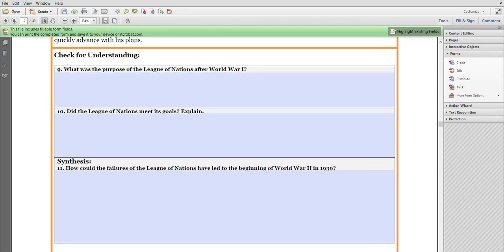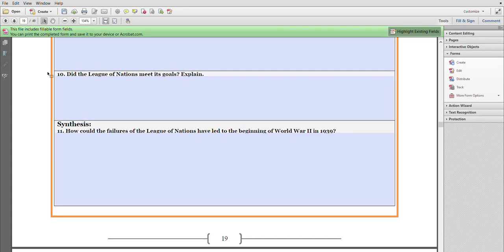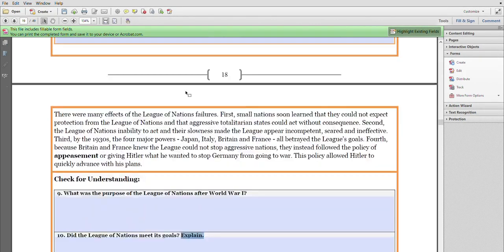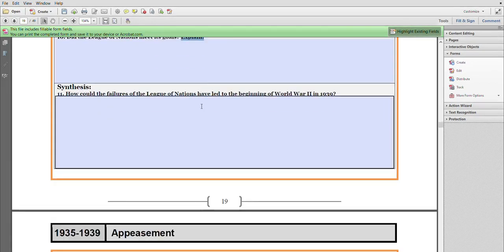Question 9. Check for understanding. What was the purpose of the League of Nations after World War I? Question 10. Did the League of Nations meet its goals? Please explain. And please use evidence from the text. Okay? Use evidence from the text in your answer. Synthesis. How could the failures of the League of Nations have led to the beginning of World War II in 1939?